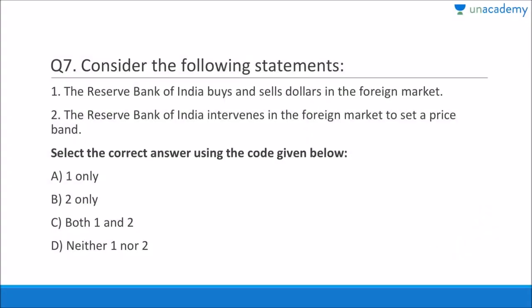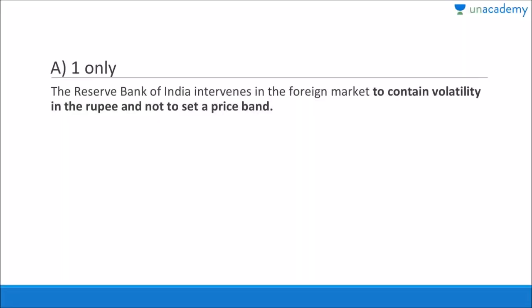Question number 7. The Reserve Bank of India buys and sells dollars in the foreign market. Obviously. RBI intervenes in the foreign market to set a price band. No, absolutely wrong. It is to contain volatility in the rupee. Answer here is A, 1 only. So RBI intervenes in the foreign market to contain volatility in the rupee and not to set a price band.